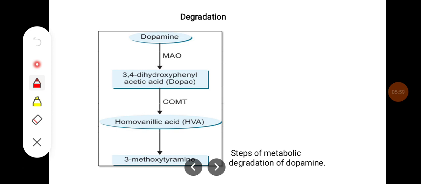Dopamine is degraded by MAOs, and it gets converted into homovanillic acid and 3-methoxytyramine, which gets excreted in the urine.